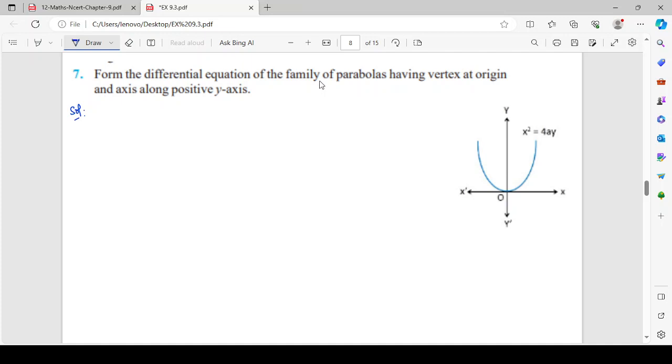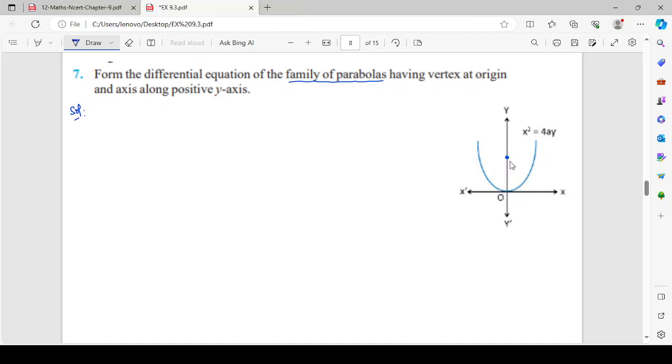Form the differential equation of the family of parabolas having vertex at origin and axis along positive y-axis. So here again, we need to find a differential equation of family of parabolas. So one of the parabola I have drawn, you can draw similar kind of parabolas whose vertex are touching the x-axis. And the axis is given along the positive y-axis.